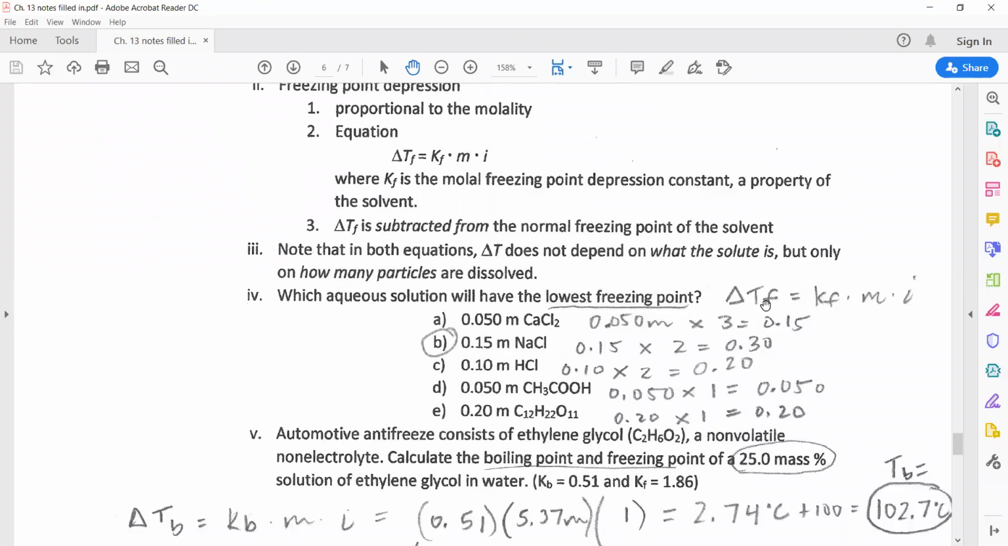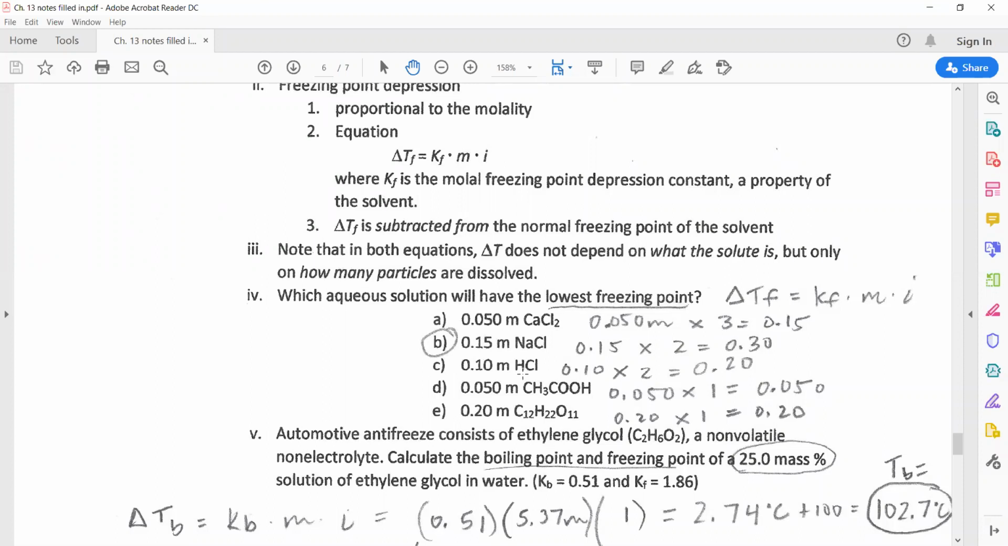So really what I'm trying to compare is what is the molality and how many particles are you getting. So I'm just going to do M times i so that I can compare these scenarios. Calcium chloride, the molality is given, and i is 3 because you're going to get 3 ions. So I get a 0.15. For sodium chloride, I've got 0.15 as my molality. My i is equal to 2 because it's going to break into 2 pieces, and I get 0.30.